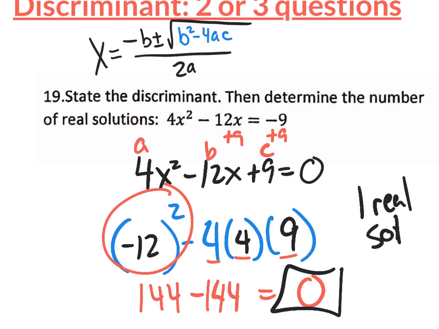Only one real solution. Now again, how do I know it's only one real solution? Because if my discriminant value is 0, when I take the square root of 0, it's still 0. And it doesn't matter what number I have. If I add 0 or if I subtract 0, it's going to be the same exact number. In other words, adding or subtracting 0 does not produce two different answers. It's only one real answer.